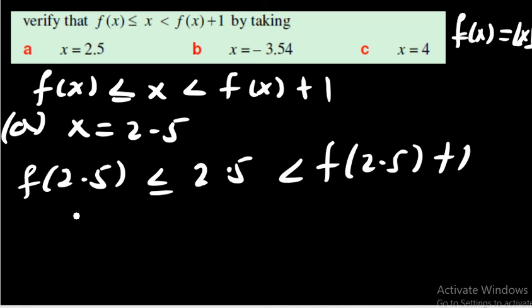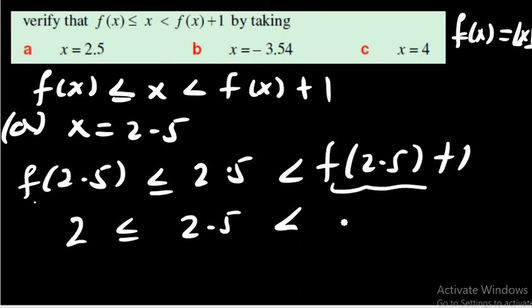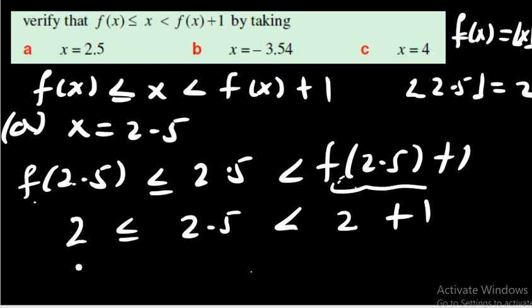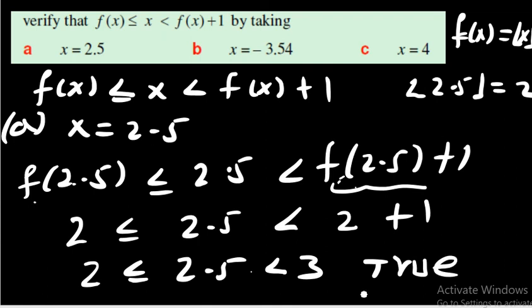Don't forget that. So what is the floor of 2.5? Just 2 is less or equal to 2.5 is less than, again, the floor of 2.5 will be 2, because f of x is floor x, means we need to insert 2.5 on the floor. Floor of 2.5 will be just 2. So 2.5, again, floor of 2.5 is 2 plus 1. So 2 is less or equal to 2.5, which is less than 3. That is true, and it is verified.